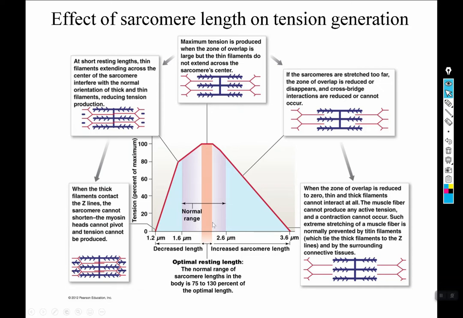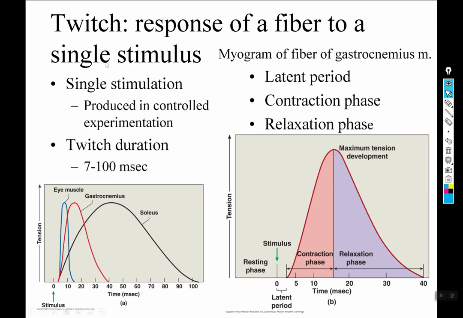Okay, so let's talk about twitch, and not the streaming service. In muscle physiology, twitch is how fast a muscle generates tension in response to a single stimulus. So one motor neuron's worth of a single impulse. One motor neuron releasing a single impulse and then stopping. So these are again produced in controlled experimentation.